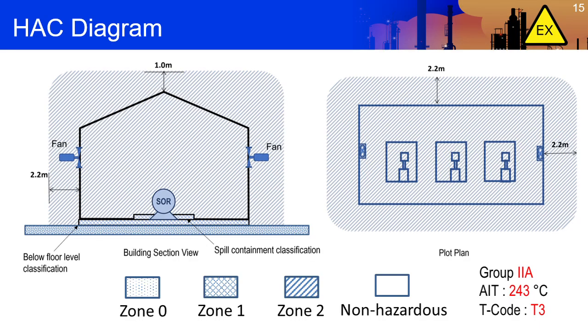Our classification diagram will look like this. We have defined the interior of our process building as Zone 2, with a 2.2 meter horizontal extent on the exterior of the building. Within the building, we do need to consider areas where a Zone 1 classification would be appropriate. This may include areas that are not well ventilated, such as the containment pan under the pumps and the area below floor level. Once we define the group and auto-ignition temperature, our assessment is complete.